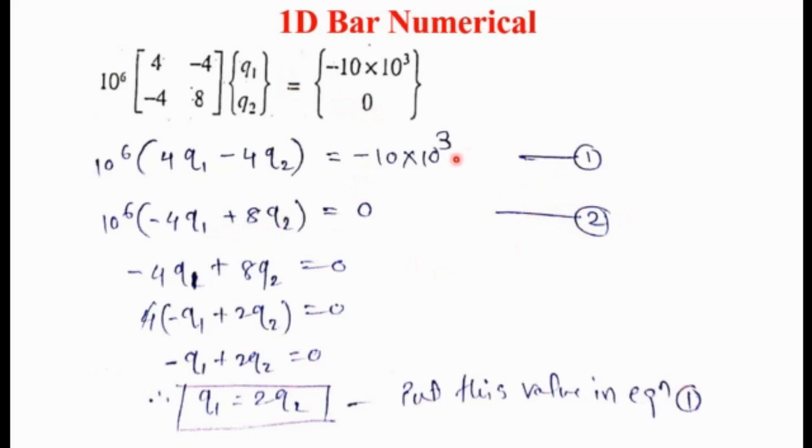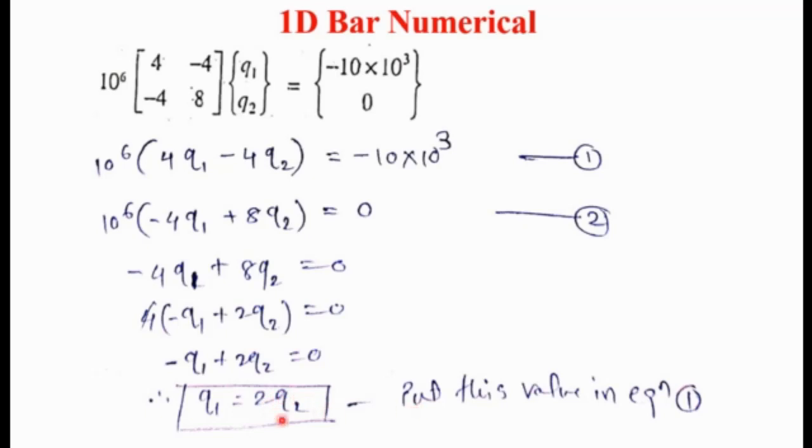By solving equations 1 and 2 simultaneously, we will get the values of Q1 and Q2. Now we simplify equation 2. The 10 raised to 6 gets cancelled, so minus 4 Q1 plus 8 Q2 is equal to 0. The 4 is again cancelled, so minus Q1 plus 2 Q2 is equal to 0. Moving this to the right side, Q1 is equal to 2 times Q2.